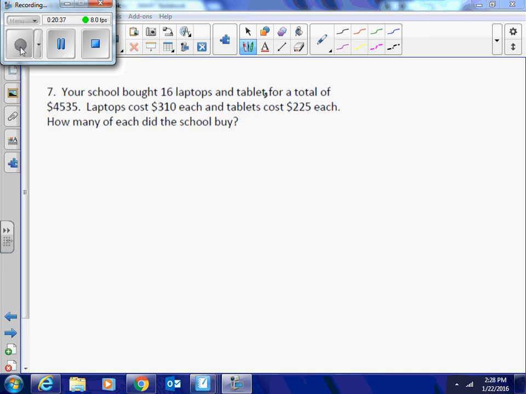Question 7. Your school bought 16 laptops and tablets for a total of $4,535. Laptops cost $310 each and tablets $225 each. How many of each did the school buy? Well, we can write a system of equations to solve for this. The first equation I like to write is the quantity equation. I know that I've got 16 in total. If we call our laptops X and our tablets Y, then I know that X plus Y will add up to 16 devices in total.